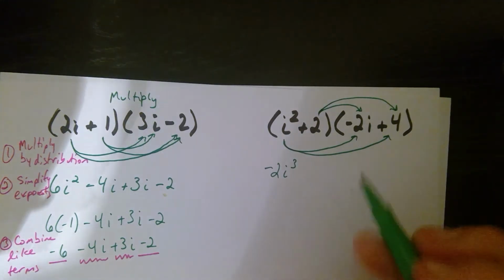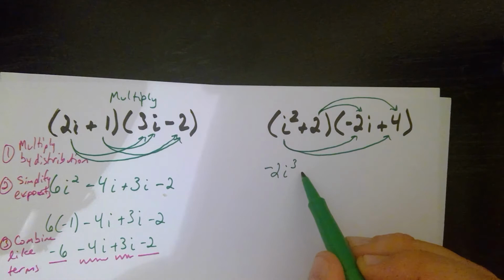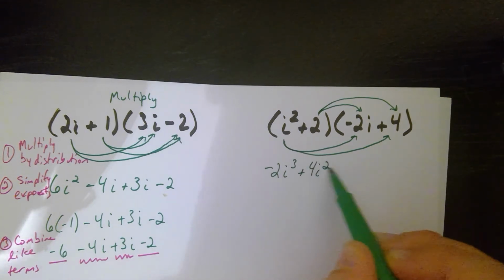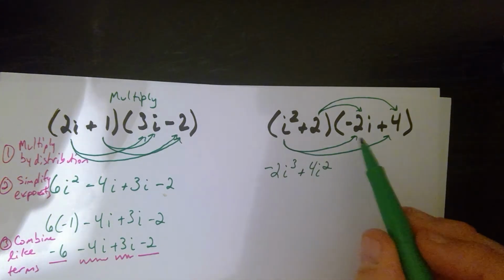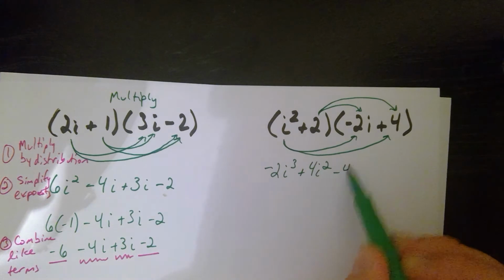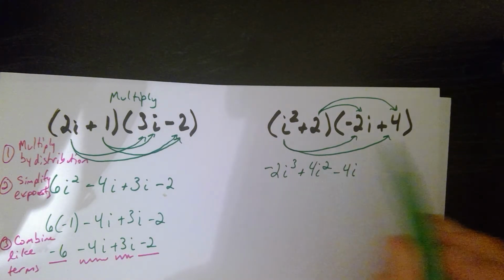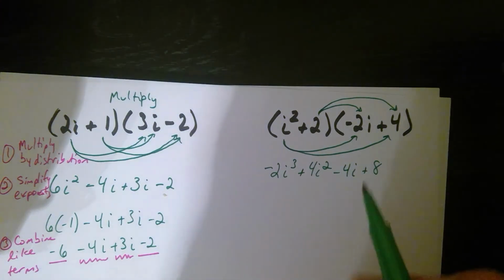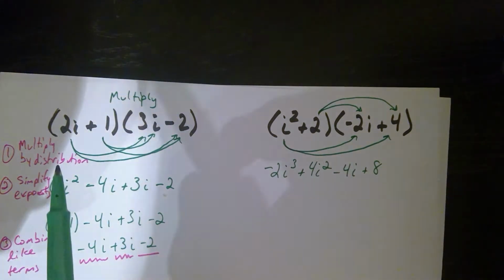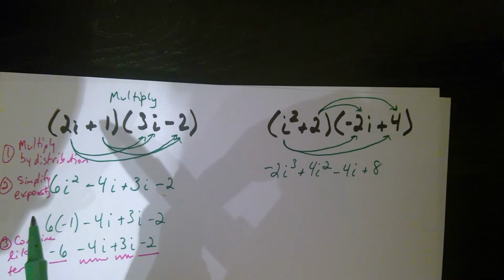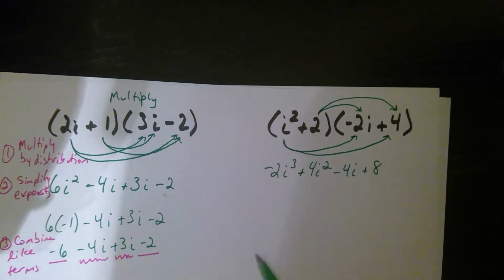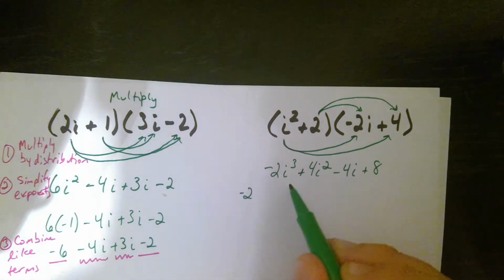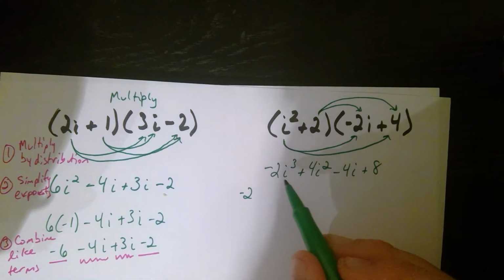And that -2 stays out front. i squared times 4, so 4i squared. Plus 2 times -2i, so -4i. And then plus 2 times 4 is plus 8. So, we multiply by distribution. Check. Gotta simplify our exponents. So we have -2. Now, we haven't seen any i cubes yet in simplifying, but we now have one.